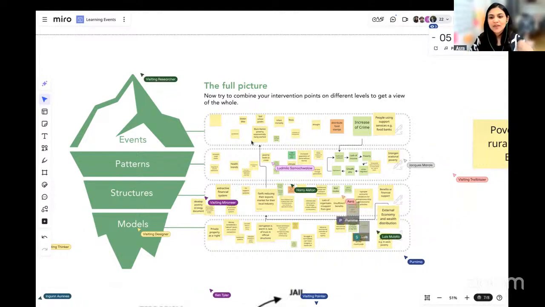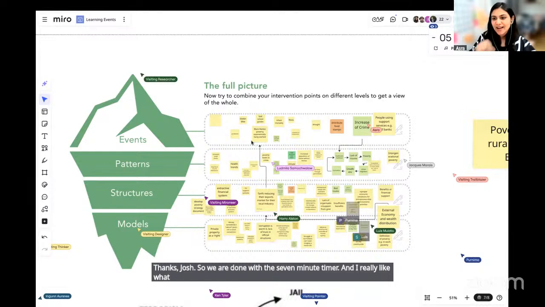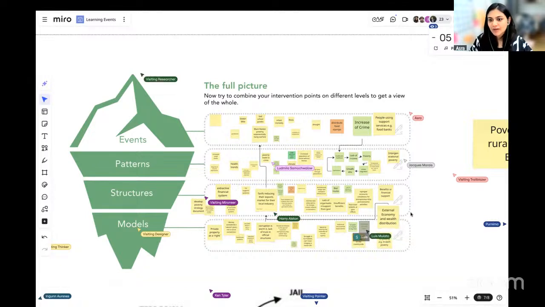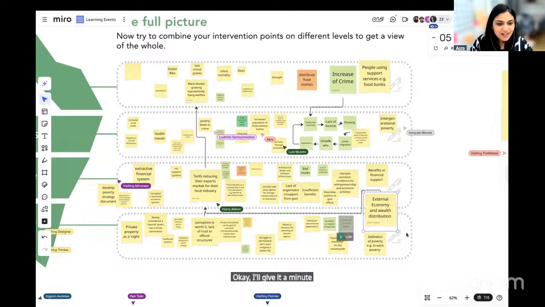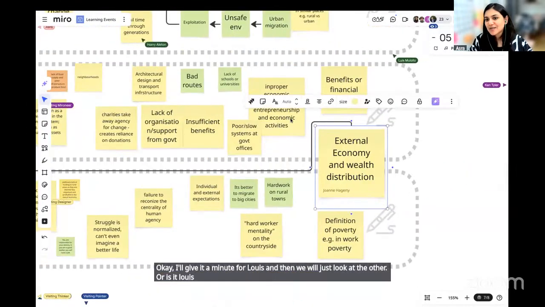Thanks, Josh. So we are done with the 7-minute timer, and I really like what Louis did here with all the arrows, and I would invite him to maybe share his thoughts before we move on to the presentation. Okay, I'll give it a minute for Louis, and then we will just look at the other. Or is it Louis? I'm sorry, Louis Malato.